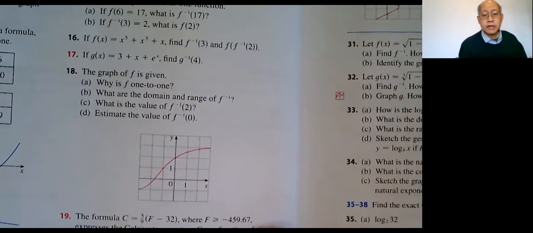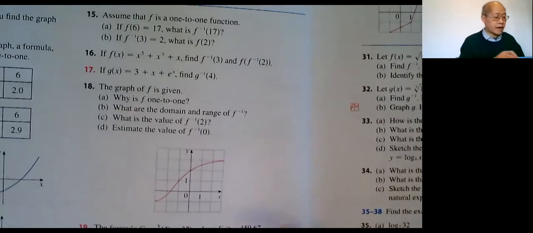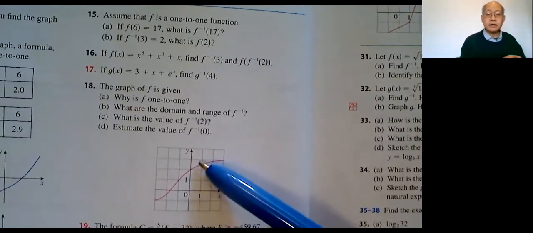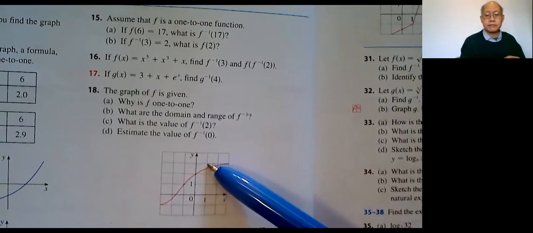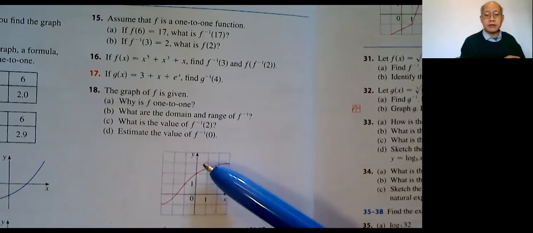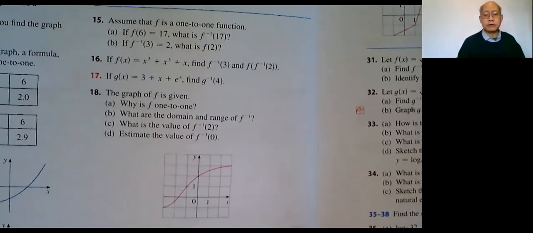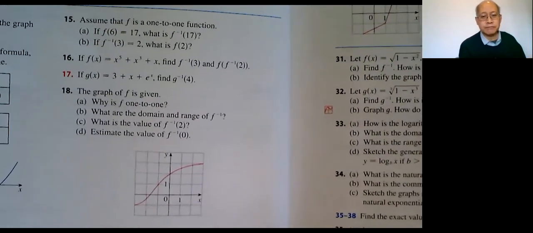So what's the range of the original function? The range of the original function is bracket -1, 3, right? That's the range of f. So that's the domain of f inverse. Basically, just take the domain and range of f and switch them.